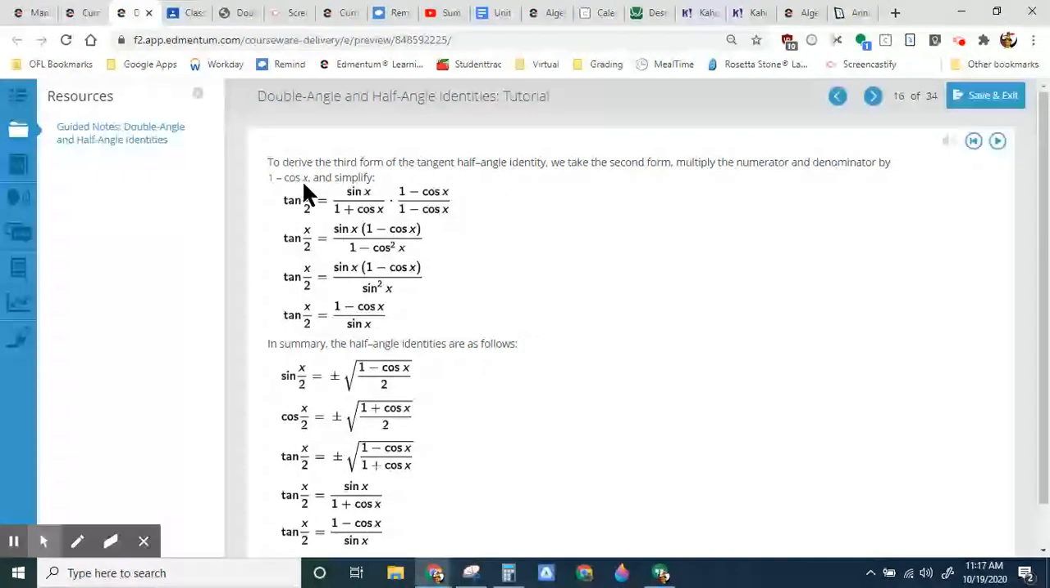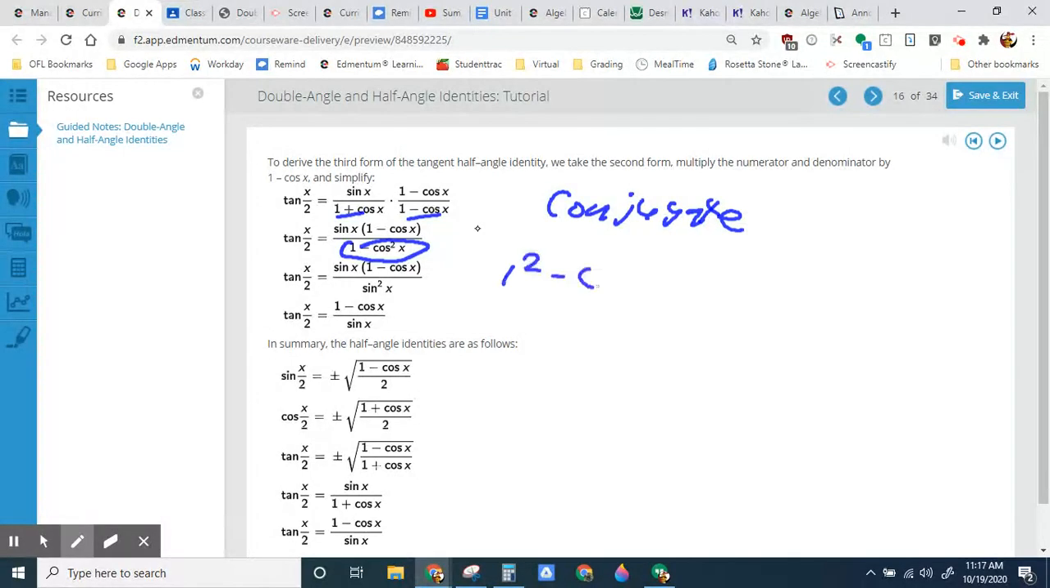All right, and then another thing they want to do is derive the third formula. This time, they are going to multiply by the conjugate. So they're doing the conjugate here. What that does is create the difference of squares, 1 squared minus cosine squared here. And because we have this, this allows me to say that this is just sine. And the top, where did the top go? So that's just sine.